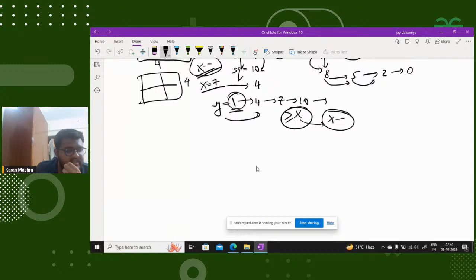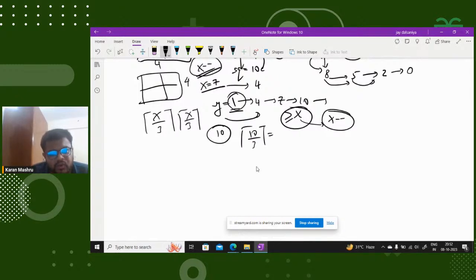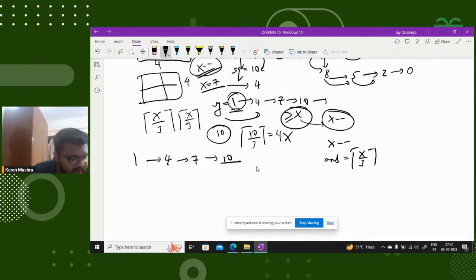But I would not suggest taking ceiling. At the last step you can take ceiling of x by 3, but do not directly take ceiling of x by 3. You need to do minus minus, because if the required number of squares is 10, then 10 by 3 ceiling would be equal to 4. But you will not require 4 steps, you will require only 3 steps, because initially you have 1 square, then you will get 4 squares, then 7 squares, and then 10 squares. So basically you do x minus minus, and then your answer will be equal to ceiling of x by 3. Now is it clear?